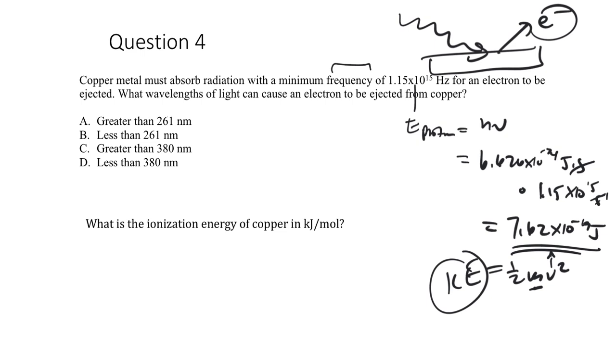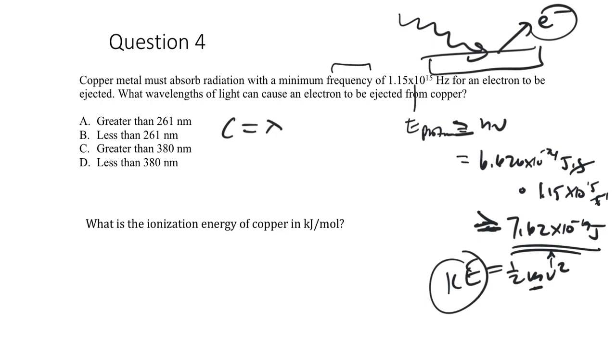We know that we want the energy of our photon equal to h nu, that we want the energy of that photon to be greater than or equal to 7.62 times 10 to the minus 19 joules. We want the frequency to be greater than or equal to this minimum value, 1.15 times 10 to the 15 hertz. Well, what about the wavelength?